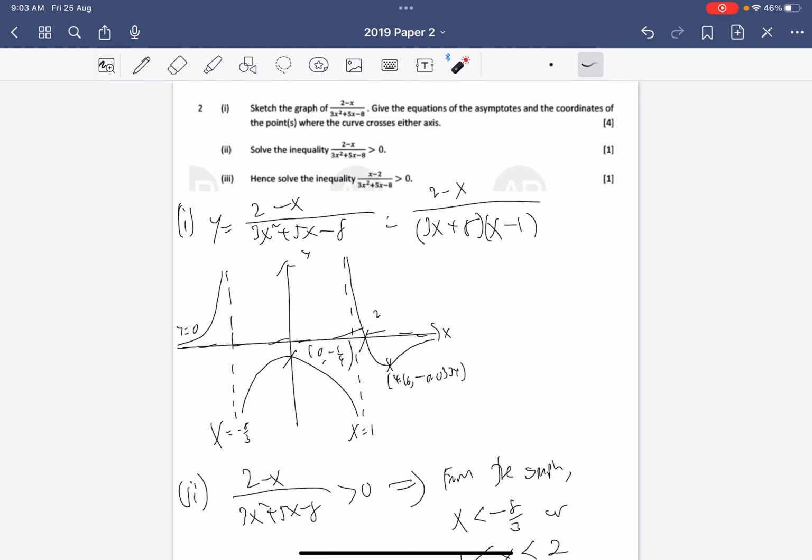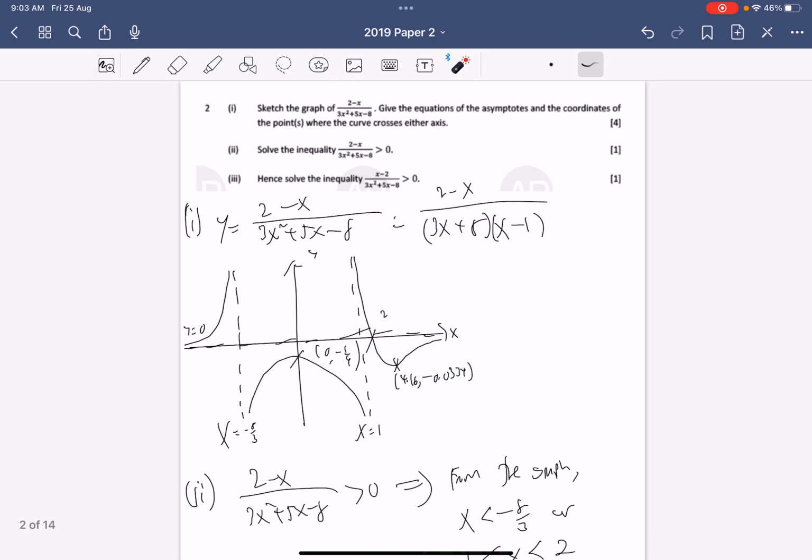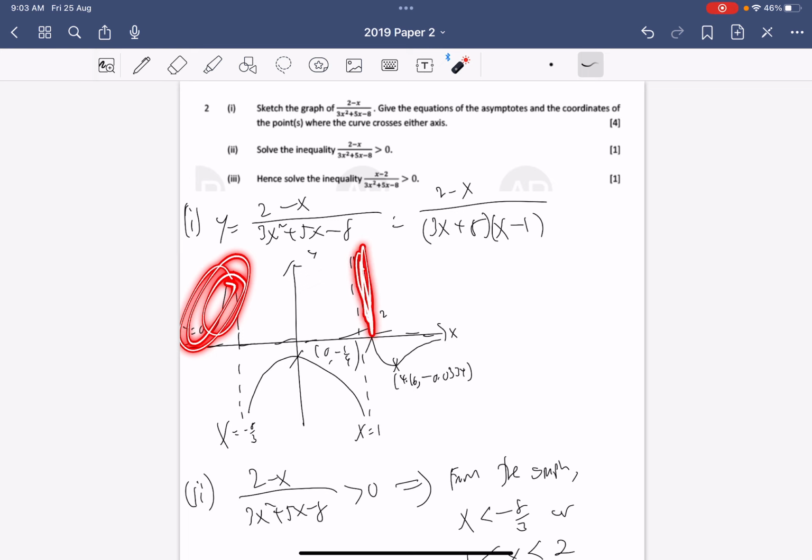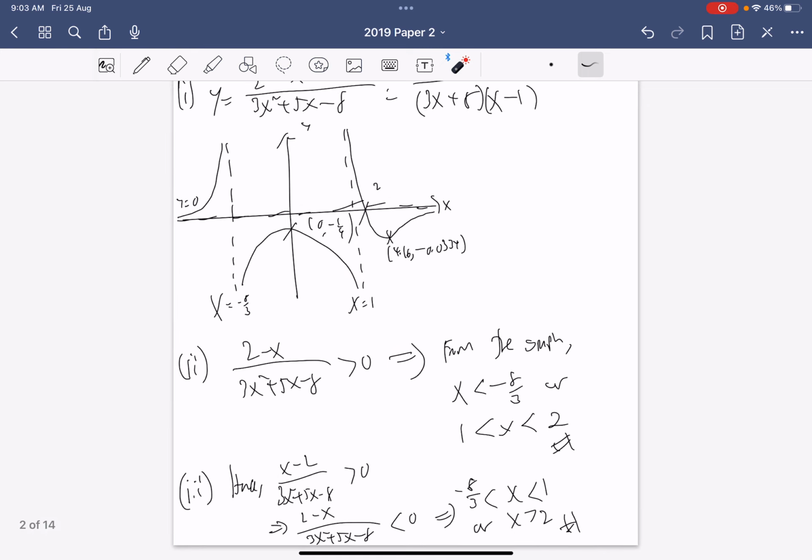And now we're supposed to solve the inequality for when this graph is above 0. So when it's above 0, it's on this side of the graph and this side. So for this side, that means x is less than -8/3, and for here it is 1 to 2. And hence we're going to solve it now for when this expression is greater than 0.